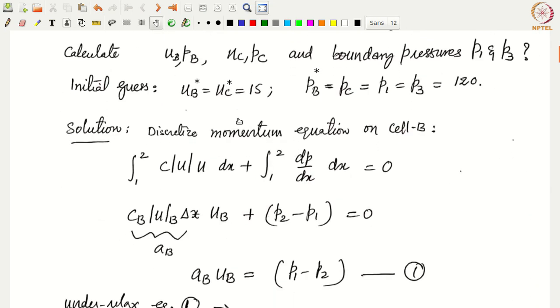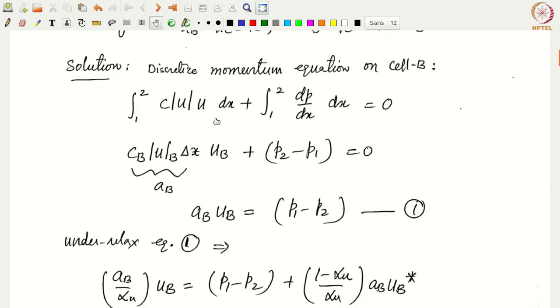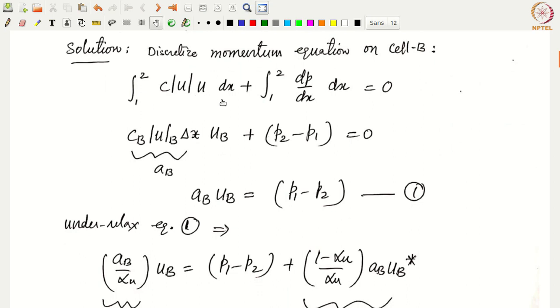So that means the integral from 1 to 2 of C mod u dx plus the integral from 1 to 2 of dp/dx dx equals 0. As you know, we are treating this as a source term, right? It doesn't belong anywhere else. So C mod u delta x would be evaluated at the cell centroid, that is B, so C_B mod U_B delta x. We would consider this as A_B.